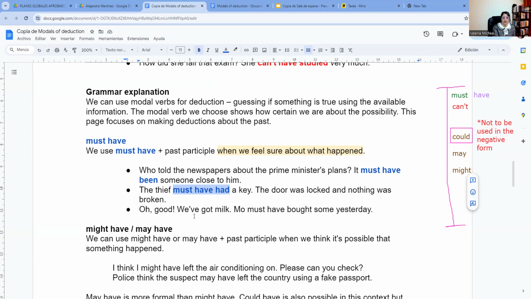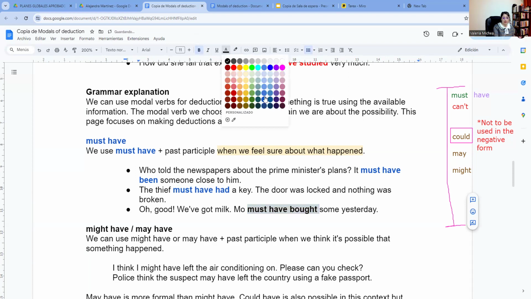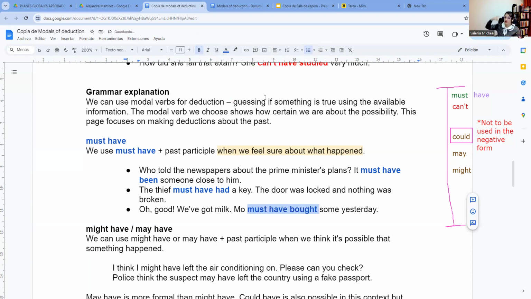And then we have, oh God, we've got milk. Mo must have bought some yesterday. Again, I saw the milk. I know that we have more milk. And I only live with Mo, for example, so I know that for that milk to have appeared in my house, it's because Mo must have bought it. It's the evidence that I have. So again, we are talking about evidence. You have to have a lot of evidence in order to use must have and the participle form.